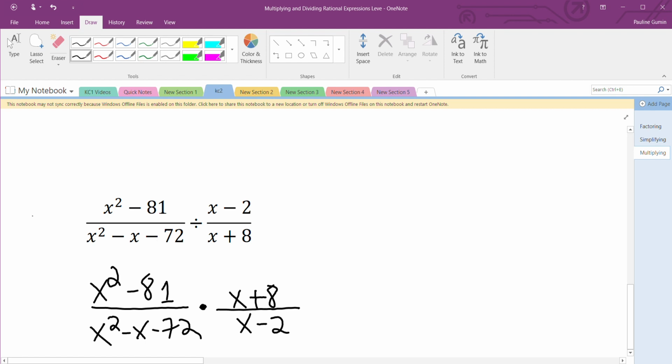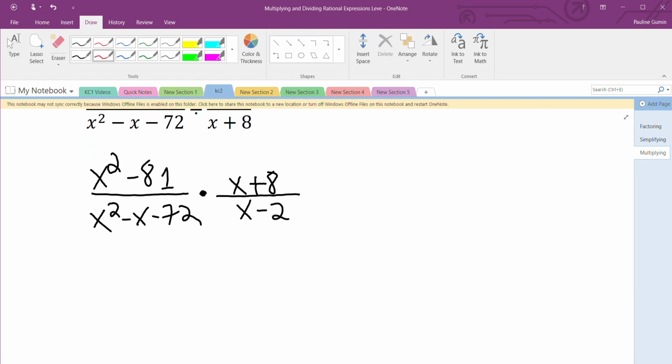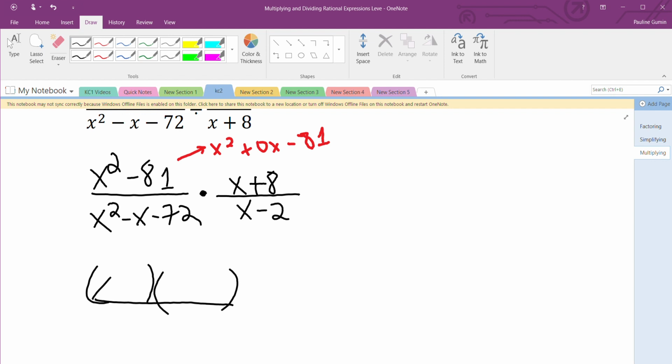Okay, so this binomial right here is actually x squared plus 0x minus 81. It's just a bit silly to write the 0x there, but I wanted to make sure you saw that it's there, we just don't write it. So for that top portion, I'm thinking of two numbers that multiply to negative 81 and add up to 0, which is positive and negative 9.